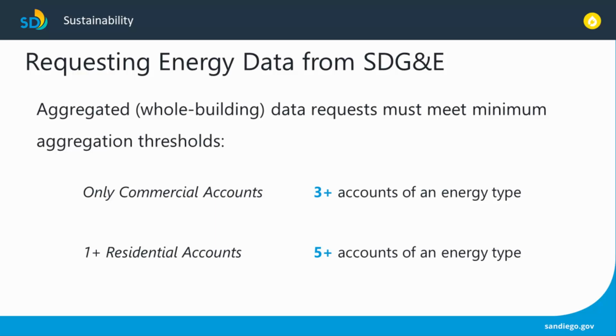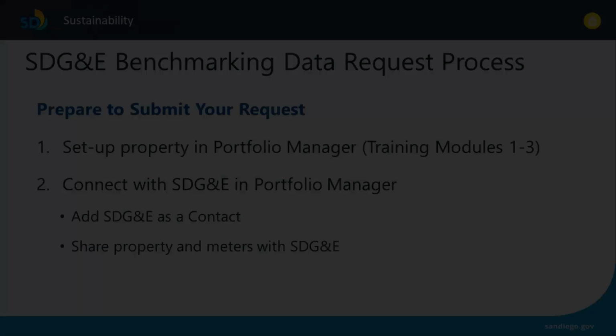In cases where there are multiple electric meters but only 1 gas meter at a building, you can still submit an aggregated data request but will be required to validate the gas meter using meter trio data. That is your account number, meter number, and last bill amount from SDG&E.